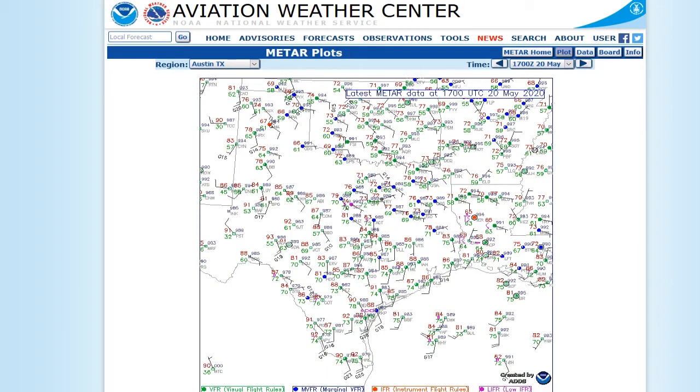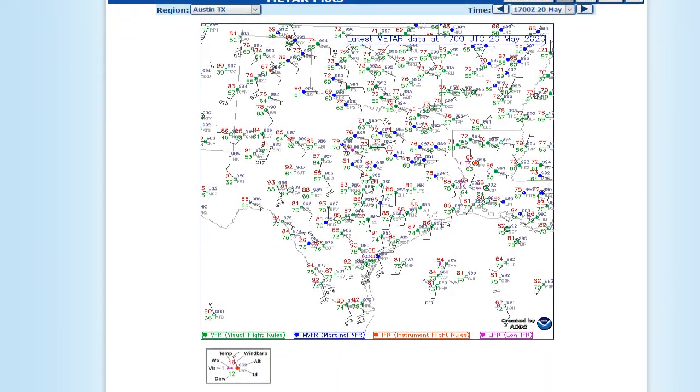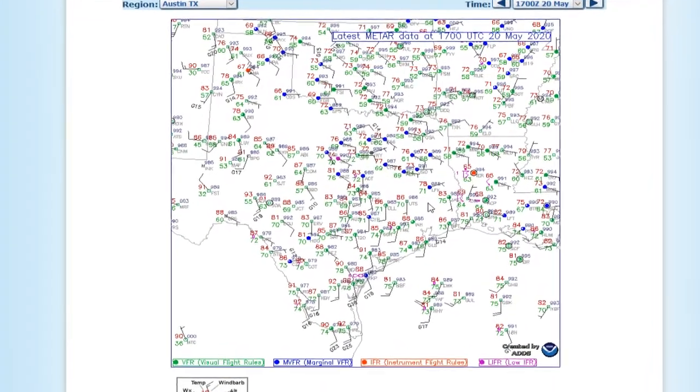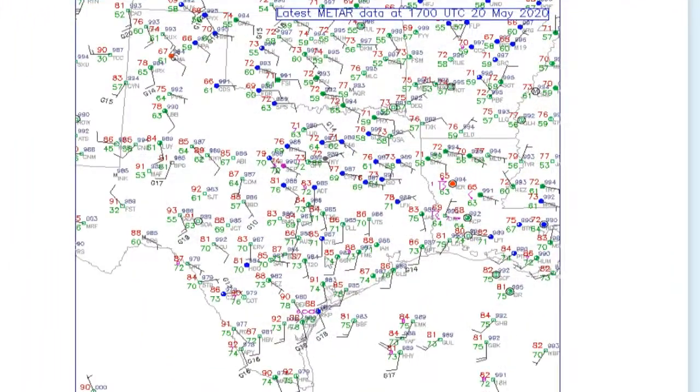I figure today we'll look at the Aviation Weather Center plots. They've got some good surface data on their page. And what do we see here? Remember yesterday we were under southerly flow and there was some sort of front up in Oklahoma retreating northward.